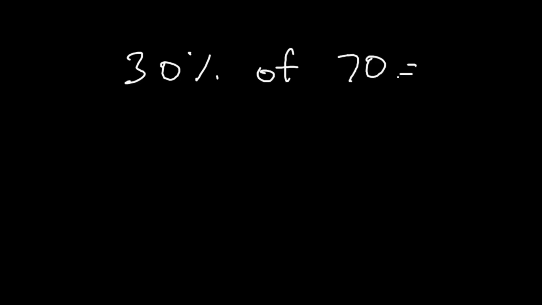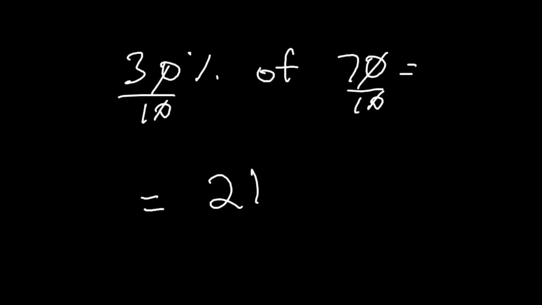Right, let's try this last one. Let me know down in the comments if you were able to calculate it in less than 5 seconds. 5, 4, 3, 2, 1, 0. This is 21. Divide here and divide here. 30% of 70 is 21.